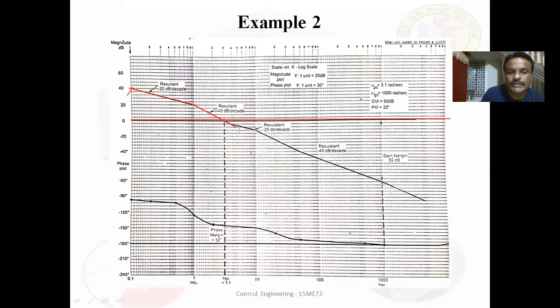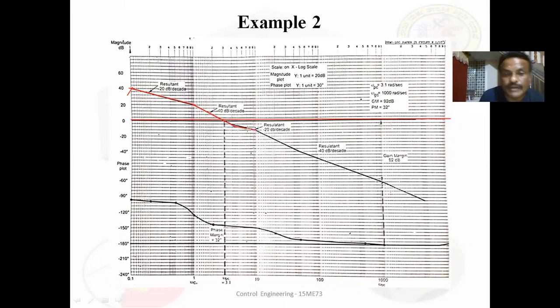Then from this point you take another first order zero. So what is the resultant? That is minus 40 plus 20, that is minus 20 dB per decade. So from this point, count 20 dB downwards per decade, from 4 to 40. Then you are supposed to join here, but we have another corner frequency at 10. So it has to be joined till there.